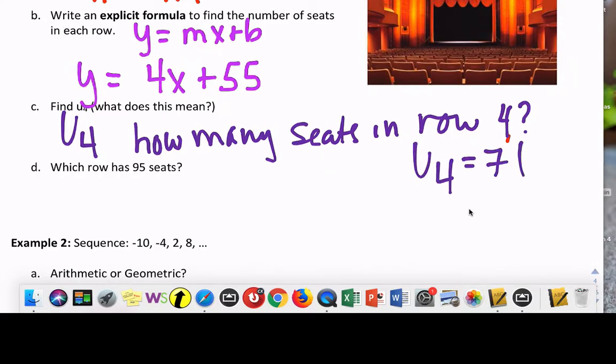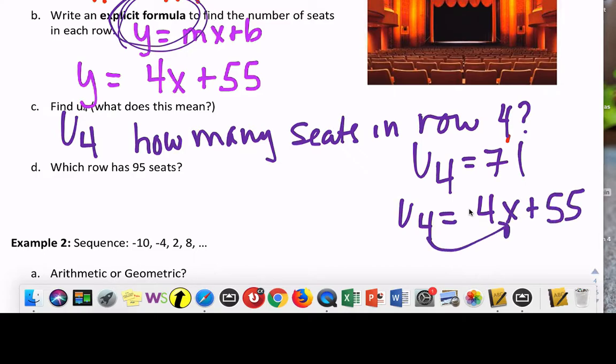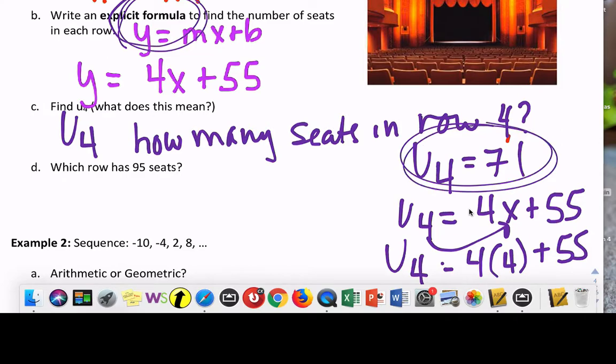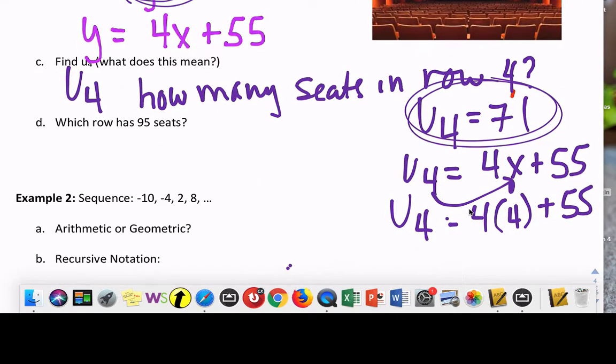Another way we could figure it out is putting it into our explicit formula here, 4x plus 55, and plug in the 4 for x. So in the 4th row, we have 4 times 4 plus 55, and we should get 71. So you can either use your table, you can count up, you could use your calculator and type it in, and that would give you how many seats are in row 4.